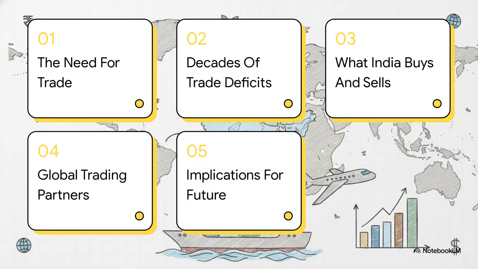Here's our roadmap for today. We'll be hitting 5 main areas. First, the need for trade. Then, decades of trade deficits. Third, what India buys and sells. Fourth, India's global trading partners. And finally, implications for India's future.